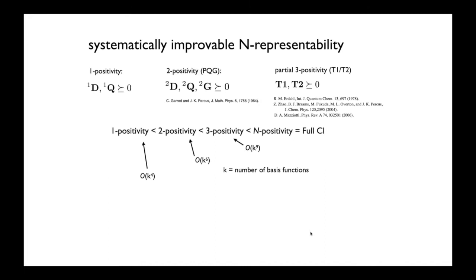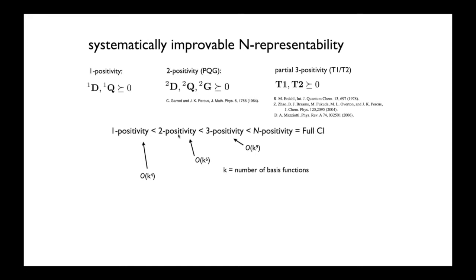Okay, one of the nice things about these RDM methods is that they're systematically improvable in the sense that if we apply more and more N-representability conditions, we should approach the full CI solution from below. So we can divide these conditions by particle number and think about one-positivity conditions, which would be keeping the one-electron density matrix or the one-hole density matrix non-negative. I already talked about two-positivity conditions. You could also have three or partial three-particle positivity conditions. And as you go higher in this hierarchy, eventually you will end up with the full CI limit. So full N-positivity is just as intractable as the original full CI problem.